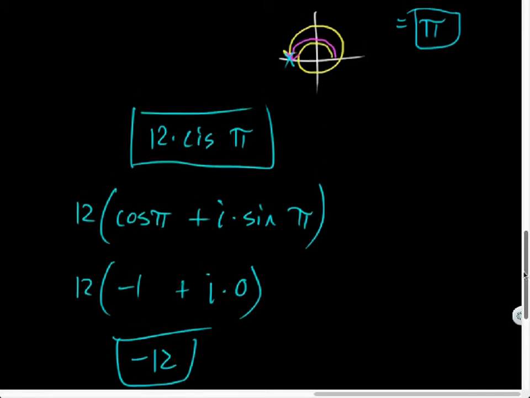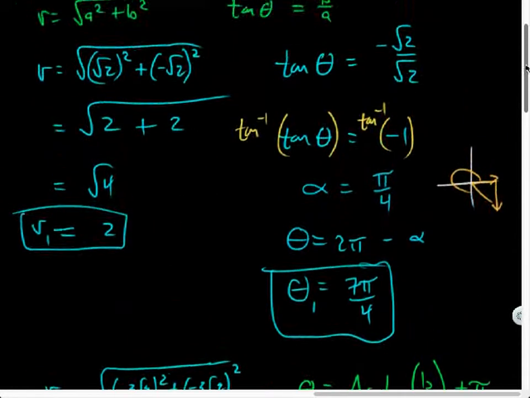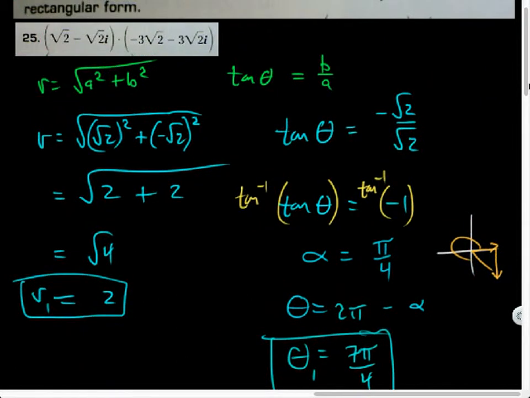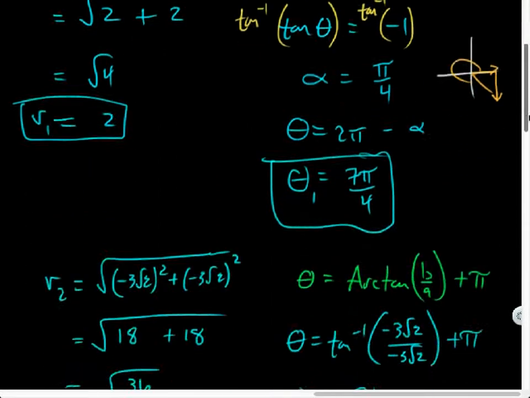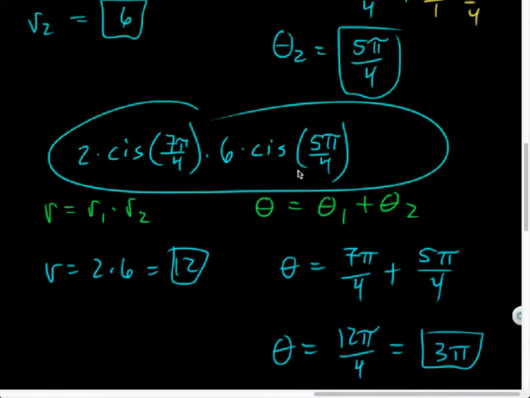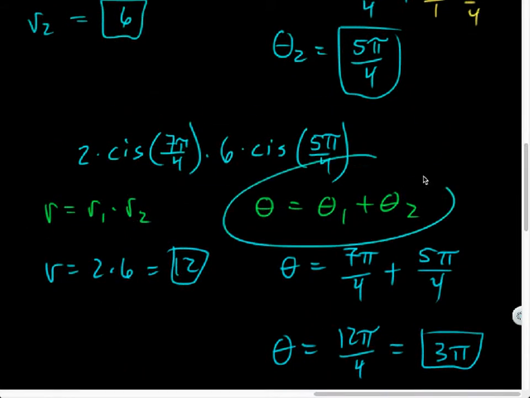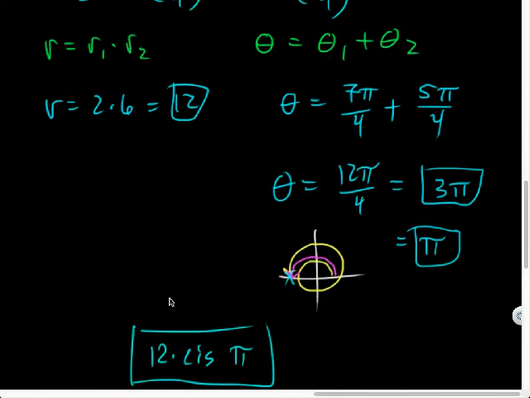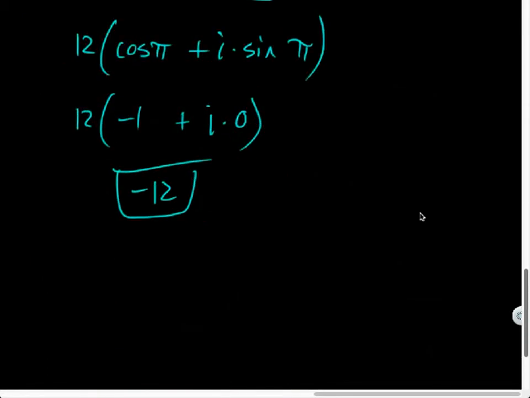So, to overview what I did, I took 2 rectangular form complex numbers that were being multiplied. I converted them into polar form. I used my awesome polar form magic to find the new product, and then I converted that product back into rectangular form. Bam. Bye-bye, friends.